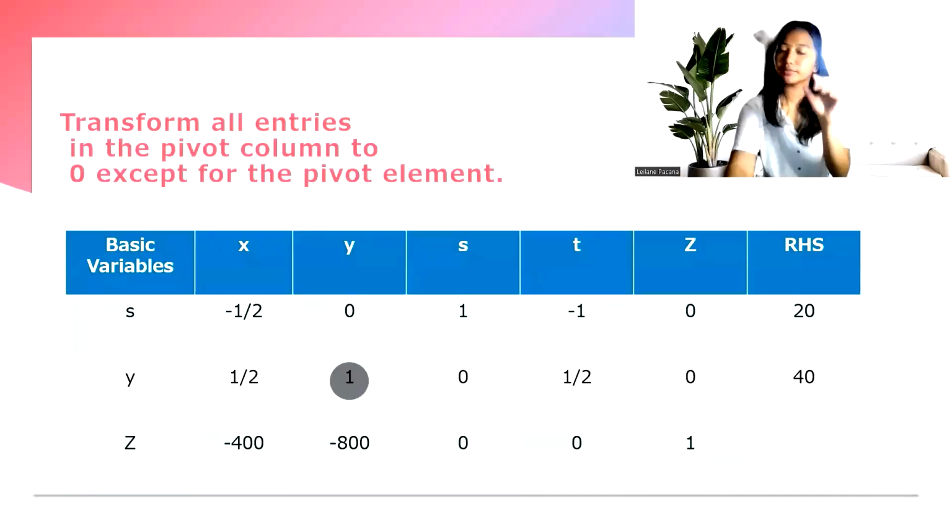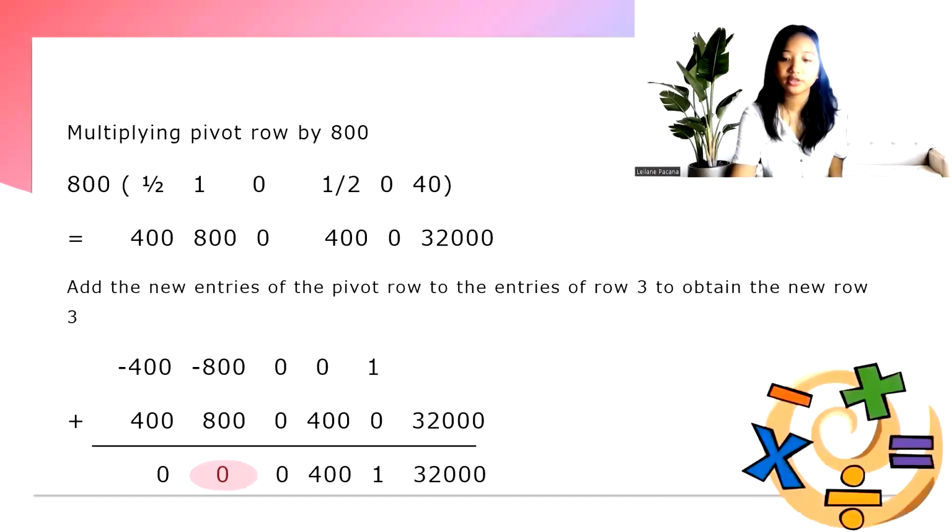As you can observe, we have 0 now for our pivot column, but negative 800 must be 0 as well. So to make it equal to 0, we have to add positive 800. So to do that, we have to do the multiplication again. 800 times 1/2, that is 400. 800 times 1, that is 800. 800 times 0 is 0. 800 times 1/2, that is 400. 800 times 0 is 0. 800 times 40 is 32,000.